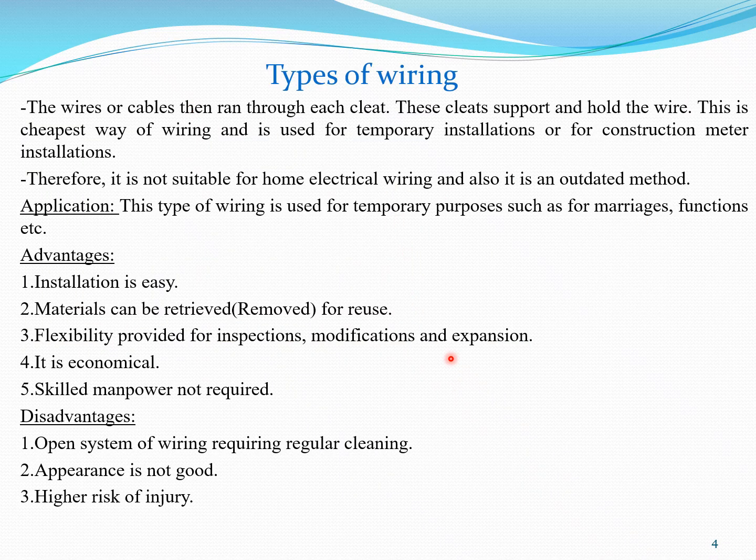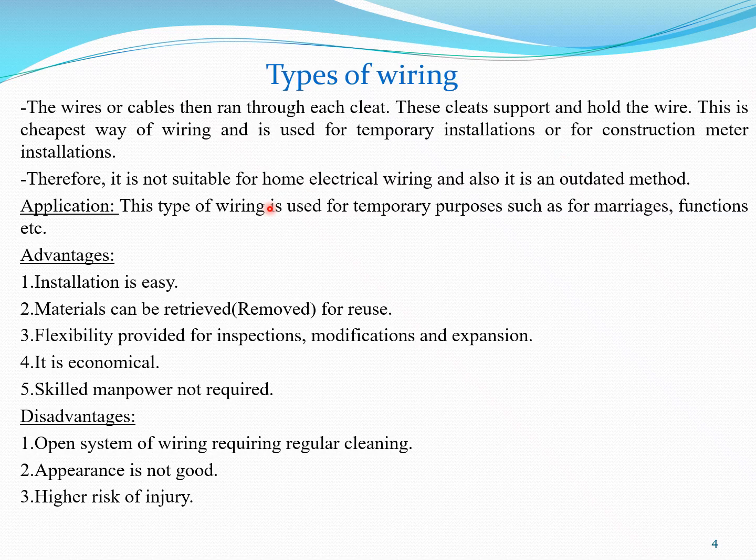The wires or cables then run through each cleat. These cleats support and hold the wire. This is the cheapest way of wiring and is used for temporary installation or for construction meter installation. Why? Because this type of wiring is easy to remove and easy to connect. Therefore, it is not suitable for home electrical wiring, and it is also an outdated method, because right now, if you observe the different types of wiring, cleat type wiring is very rare to see in the market.